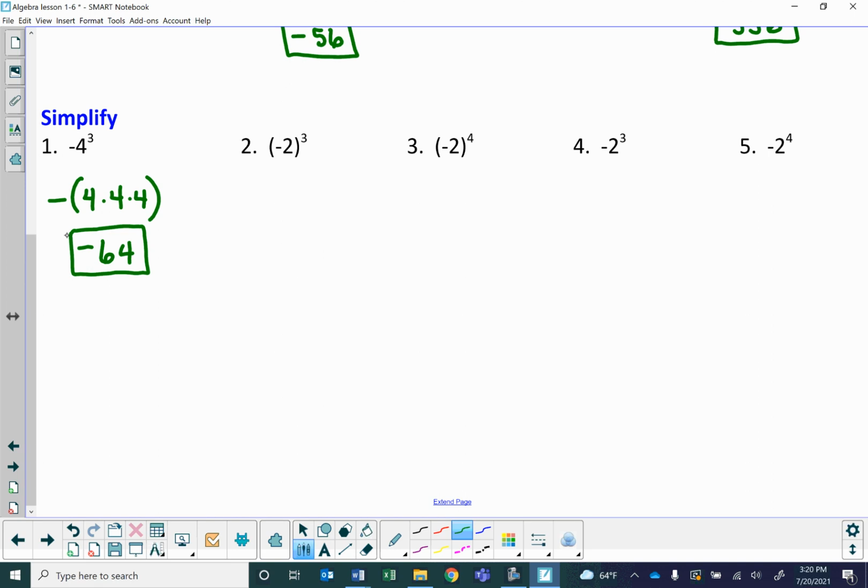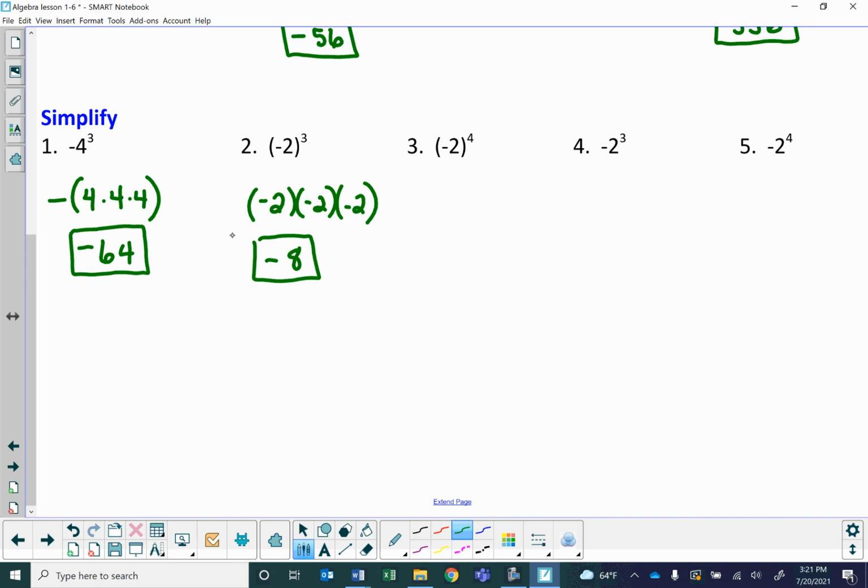Number 2 is negative 2 to the third, which means negative 2 times negative 2 times negative 2. We have 3 negative signs, so it's going to stay negative. Negative 2 times negative 2 times negative 2 is negative 8. Please don't say negative 6. That's the most common mistake students make. Instead of taking 2 to the third, they just multiply 2 times 3, which is not right. So be careful.